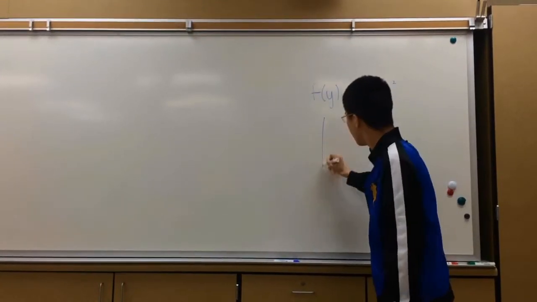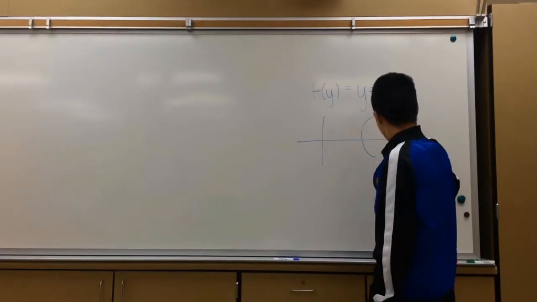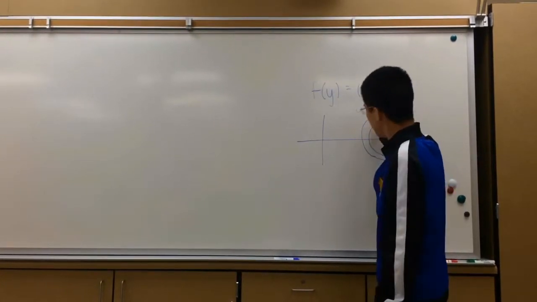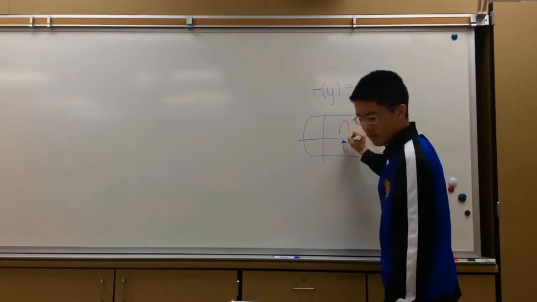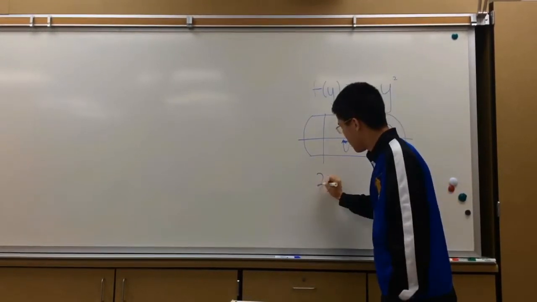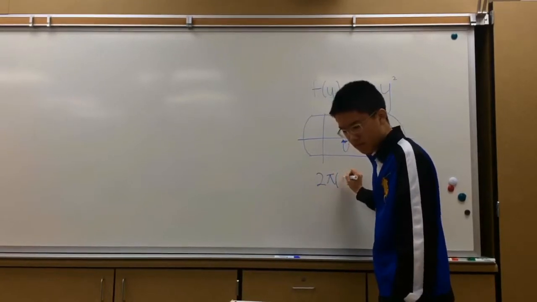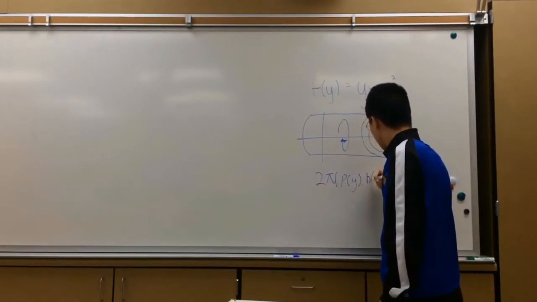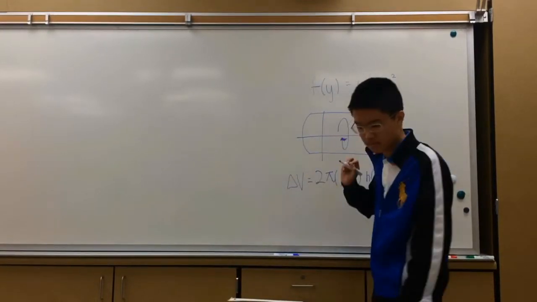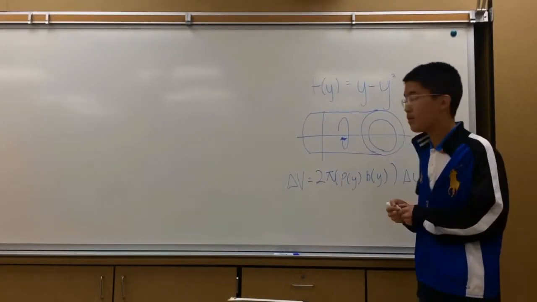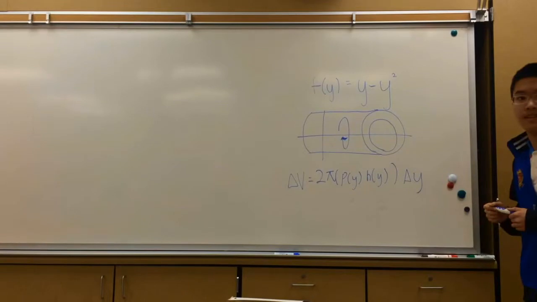Enter the shell method. We can think of the shell method as finding the volume of a hollow cylinder in which layers are rotated about an axis, forming a shell. The basic formula for the shell method becomes 2 pi times the height times the average radius times the width, which is 2 pi times p sub y times h of y times delta y.